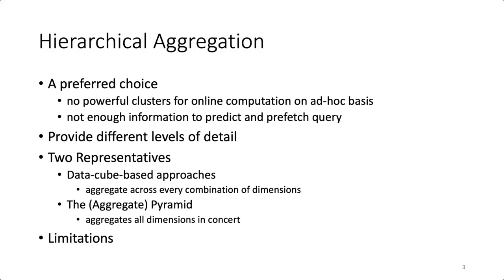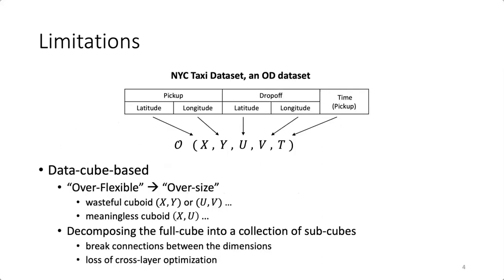Unfortunately, those methods have their limitations for supporting some specific exploration, for example, supporting exploration of OD datasets. Let's consider the New York taxi dataset. It's a 5-dimension OD dataset where the first 2 dimensions represent a pickup location and the following 2 dimensions represent a drop-off location, and then the last one represents the temporal dimension.